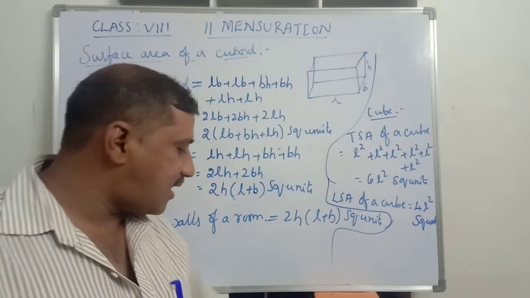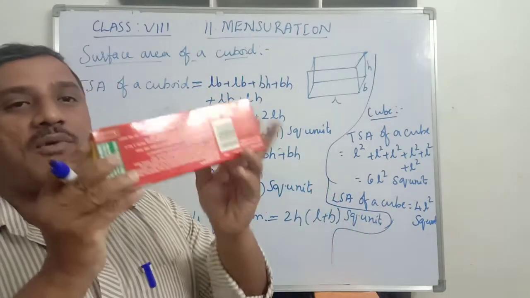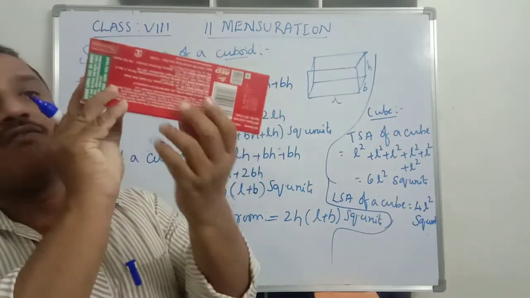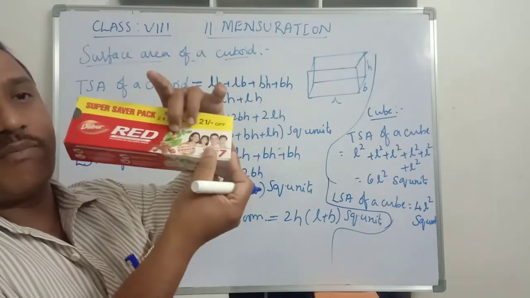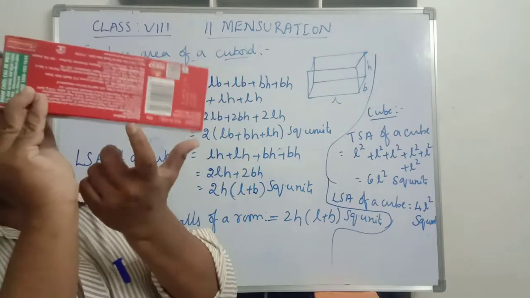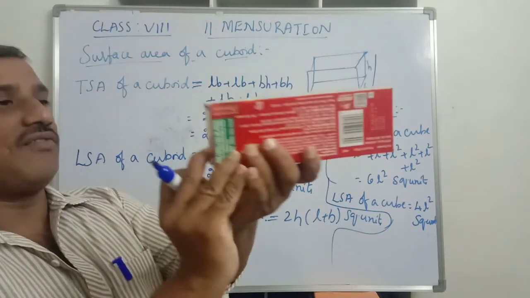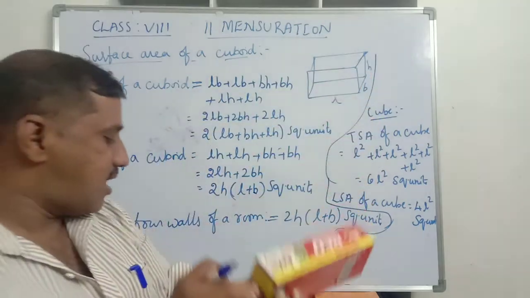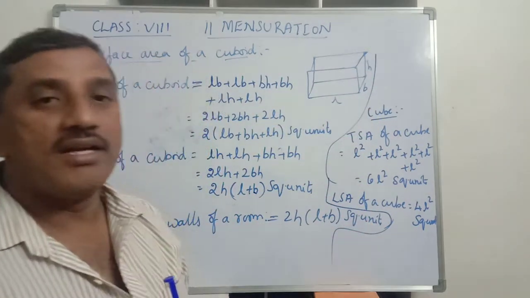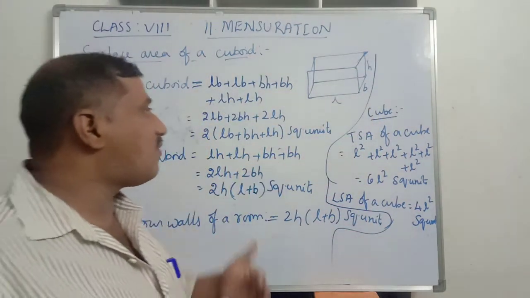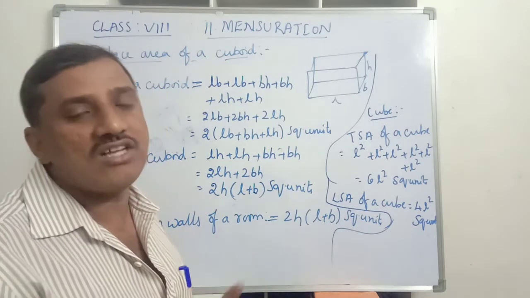Now this is also one example for the cuboid. Front surface, this is back surface, top surface, bottom, and these two are side surfaces. A cuboidal box it is. Now we will discuss how to find TSA, that is total surface area of a cylinder. Is it clear, children?